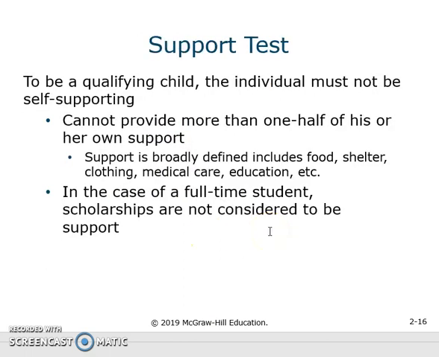Finally, we have the support test. To be a qualifying child, the individual must not be self-supporting. They cannot provide more than one half of his or her own support. So support is broadly defined by the IRS. It typically includes food, shelter, clothing, medical care, and education. It does not include life insurance premiums, but it can include other things like daycare expenses, etc. In the case of a full-time student, scholarships are not considered to be included in support.